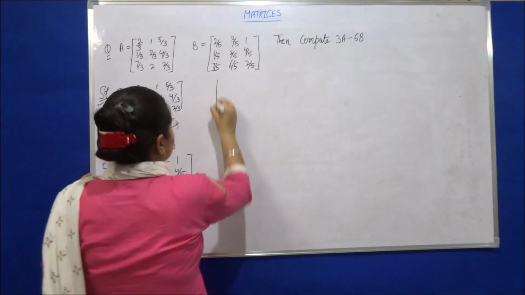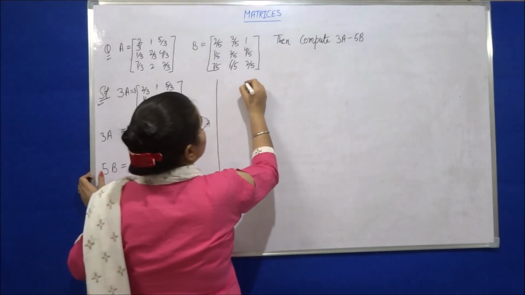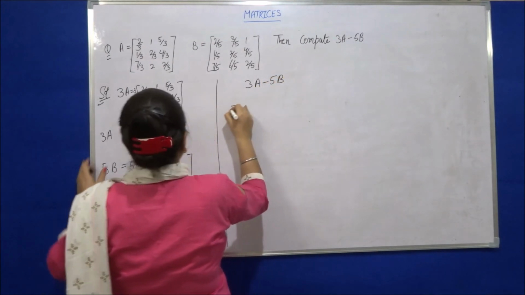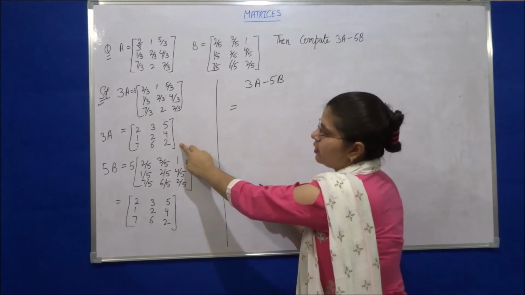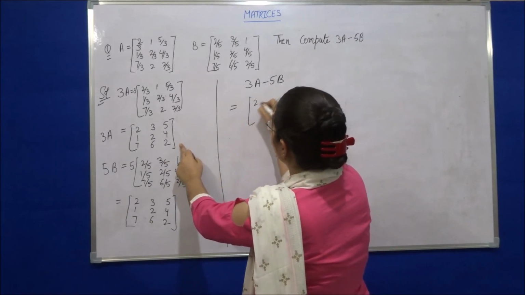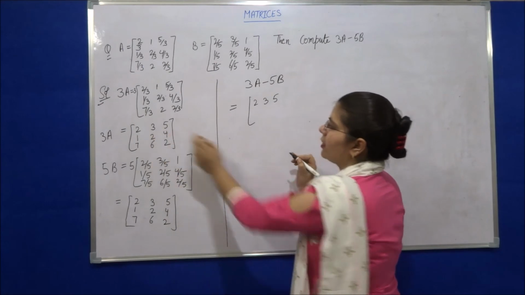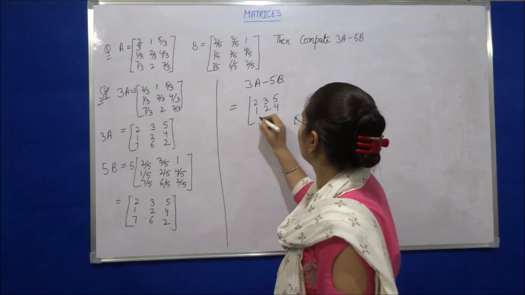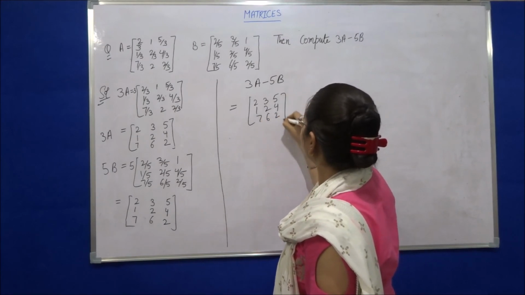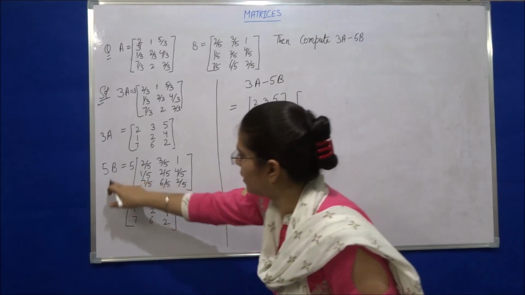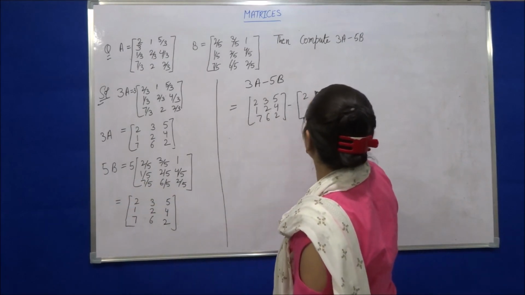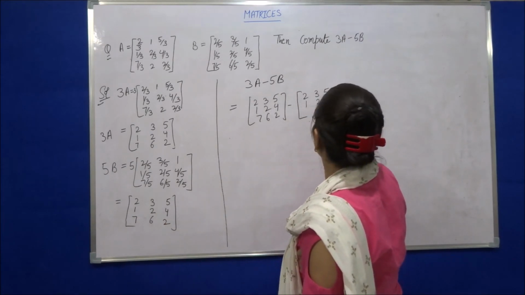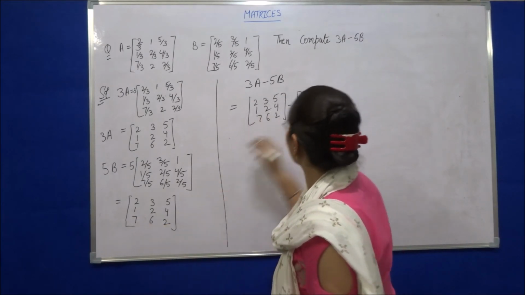Now, we have to compute 3a minus 5b. So, matrix 3a is equal to 2, 3, 5, 1, 2, 4, 7, 6, 2. And matrix 5b, that is equal to 2, 3, 5, 1, 2, 4 and 7, 6, 2.